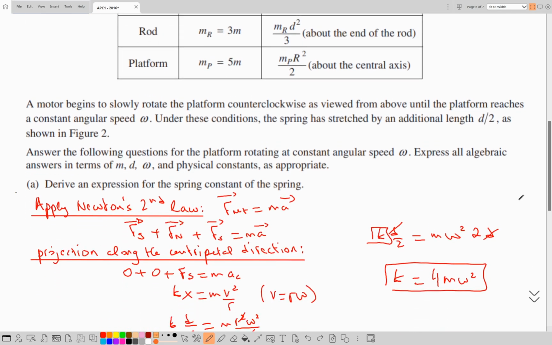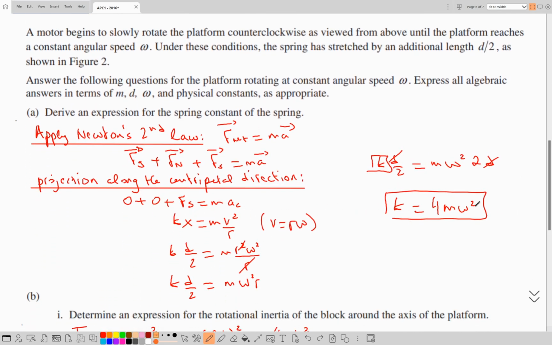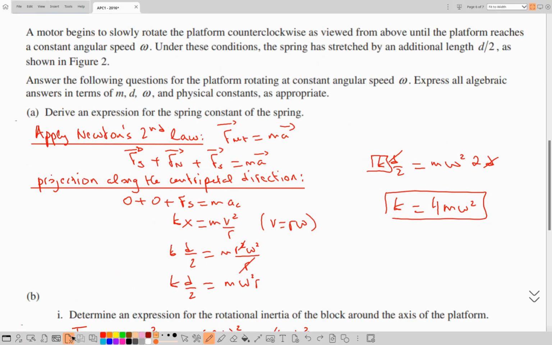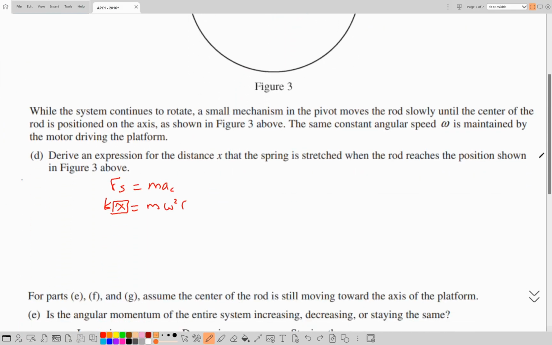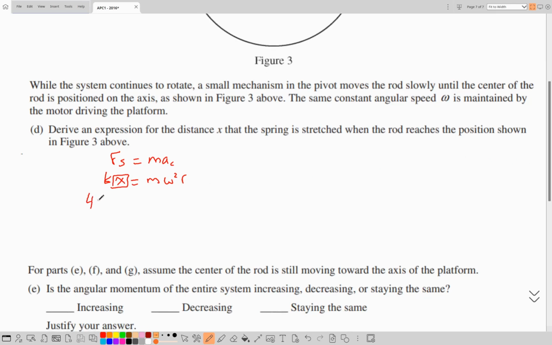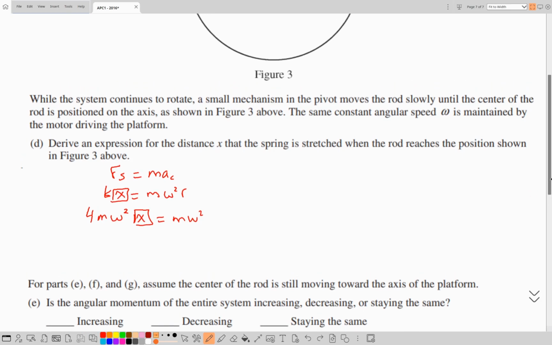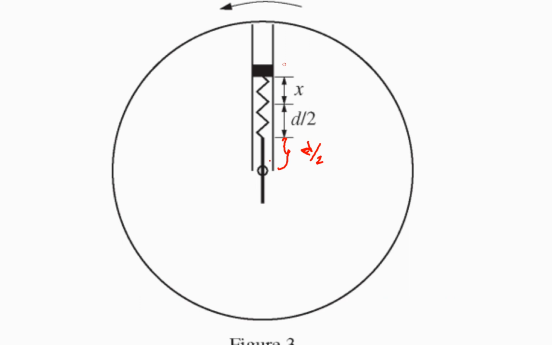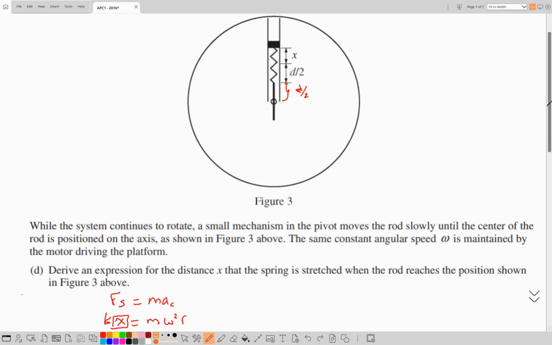m, d and omega. And if you remember from part A of this exercise, k has been determined in terms of these, and it's given by 4m omega square. Then indeed that would be 4m omega square x, that we wish to determine, is equal to m omega square. Now what does R represent? Because distances have changed. R represents the distance from the pivot or the axis of rotation to the mass, and that would be d plus x.